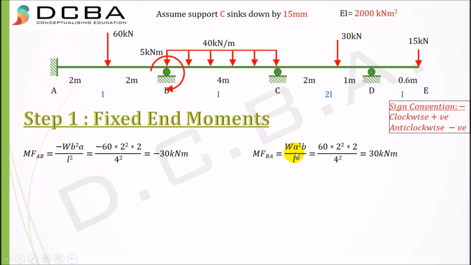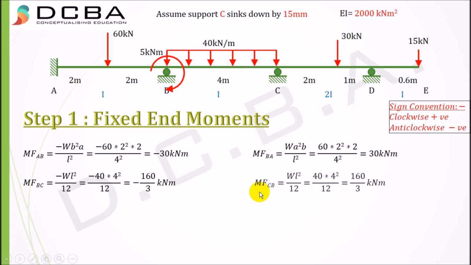MFBA would be W A square B by L square, which is equal to plus 30 kilonewton meter, plus because it would be clockwise. MFBC is minus W L square by 12, again anti-clockwise, so minus 40 into 4 square, L is 4, divided by 12, equal to minus 160 by 3 kilonewton meter. MFCB is plus W L square by 12, and it is equal to plus 160 by 3.